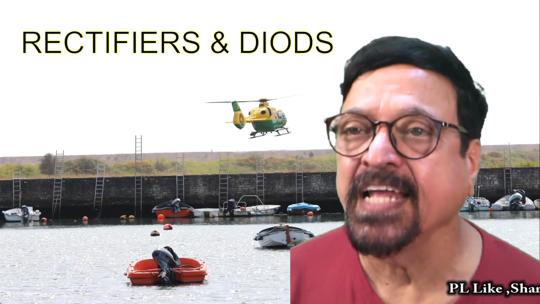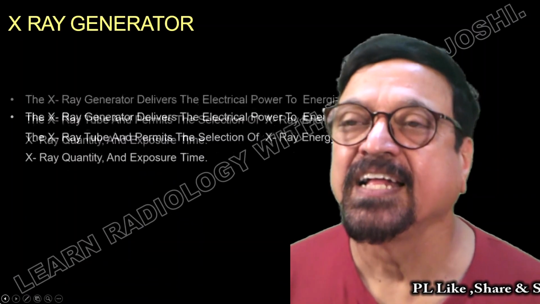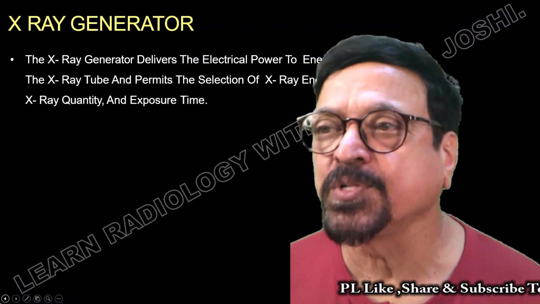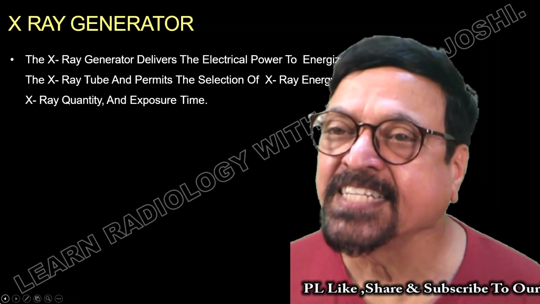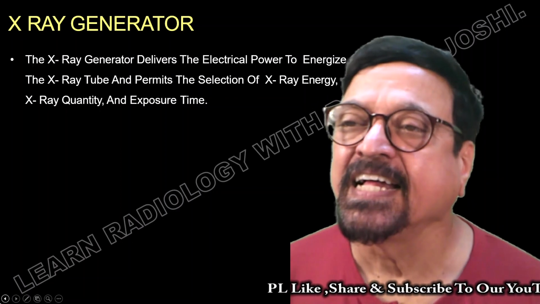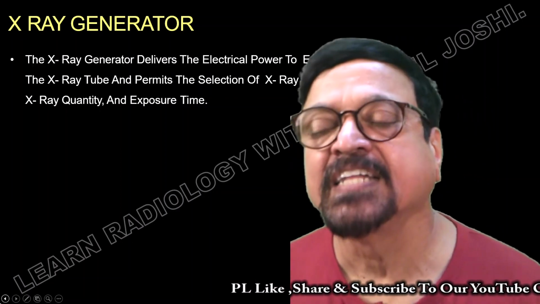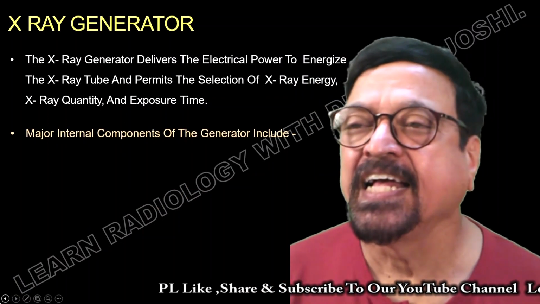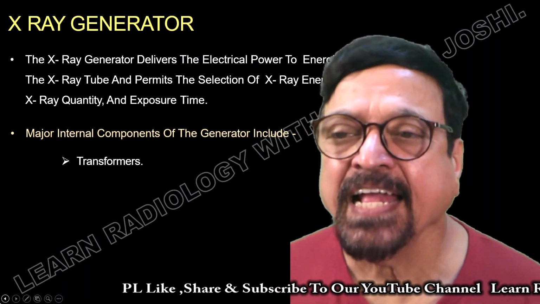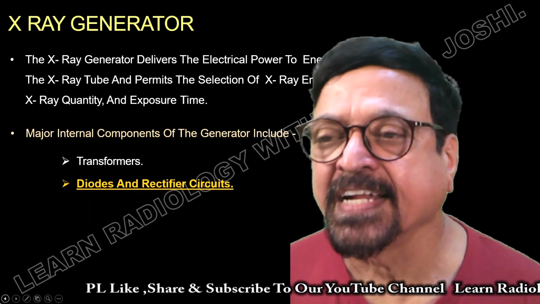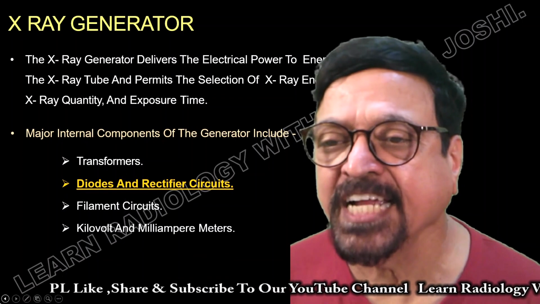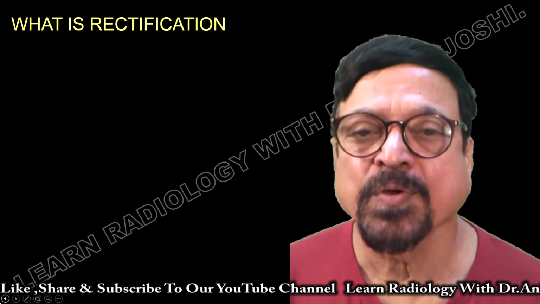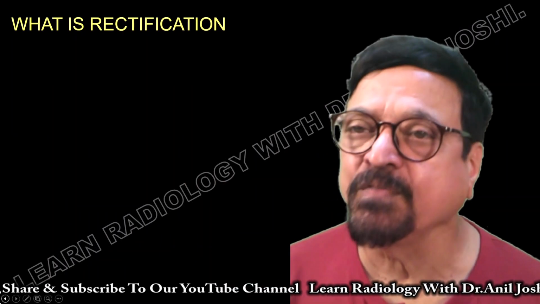Let's get going to the rectifiers and diodes. Now what are the X-ray generators? X-ray generators deliver the electronic power to the X-ray tube and permit the selection of X-ray energy, the X-ray quantity and exposure time. Major internal components of the generator include a transformer, diode and rectifier, filament circuit, and kilovoltage and milliampere meter. We are talking briefly; there are a lot of components, but these are something which we must know.